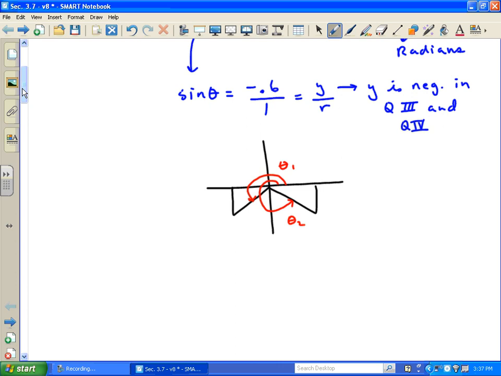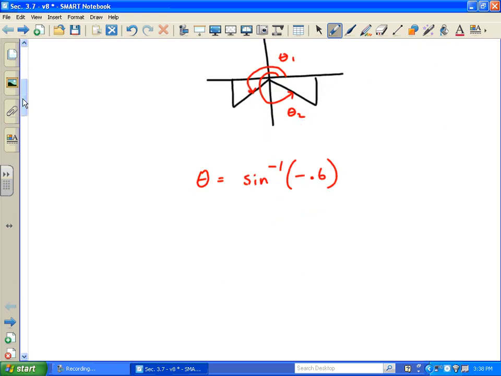Basically on these, what you can always do to find your theta value is just use the inverse of the function that you've been given. So the function I've been given is sine. I'm going to be using sine inverse of the value, negative 0.6, to find the angle. And so theta is going to equal sine inverse of negative 0.6. Okay, be sure you're in radian mode. When you type this in your calculator, you will get negative 0.64350110088.